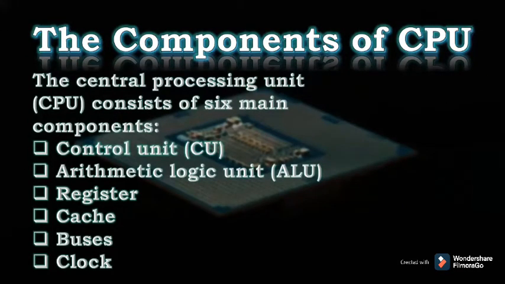The components of the CPU. The CPU contains 6 main components. Number 1, control unit or CU. Number 2, arithmetic logic unit or ALU. Number 3, register. Number 4, cache. Number 5, buses. Number 6, clock.